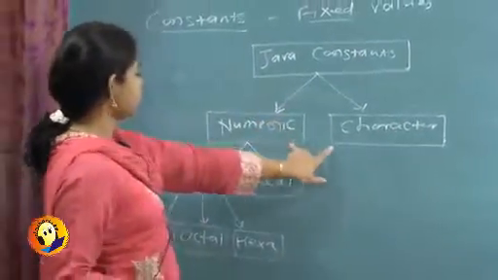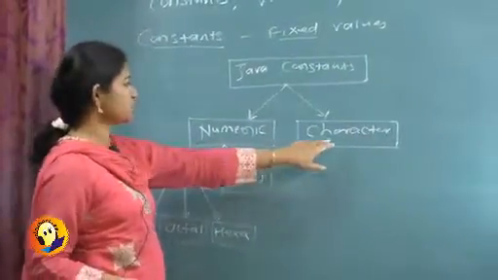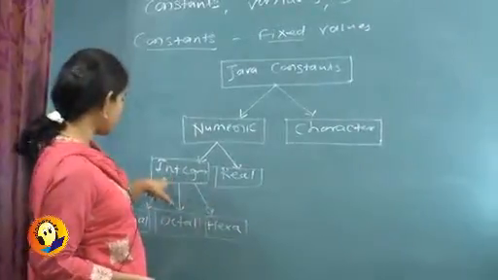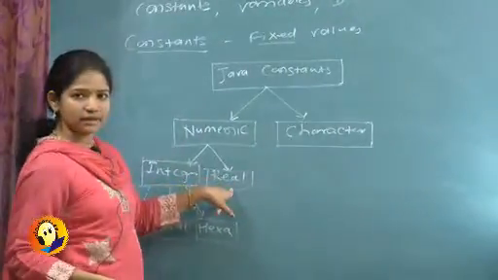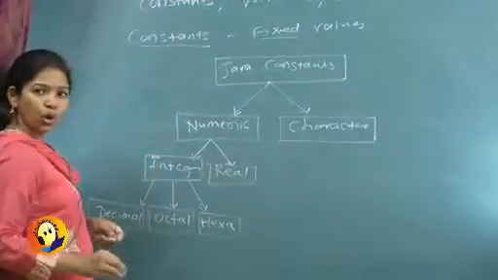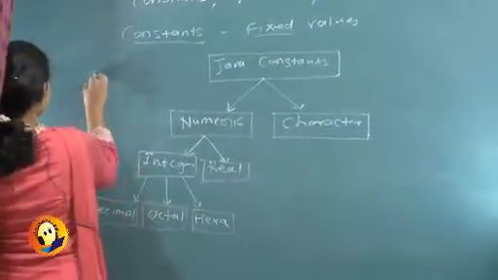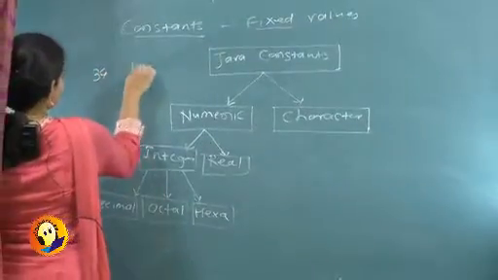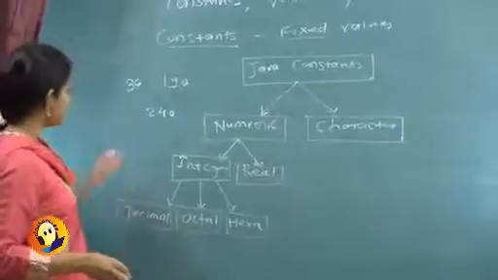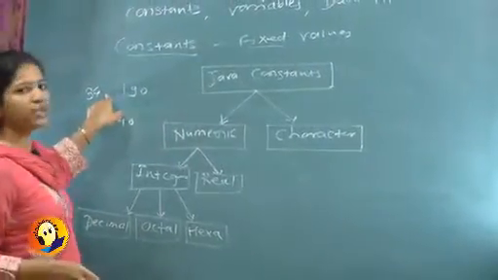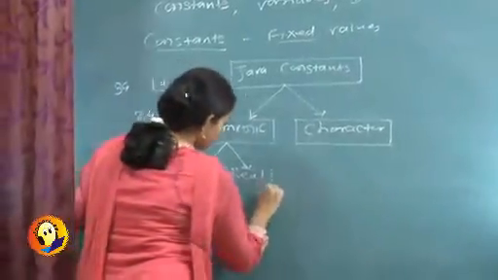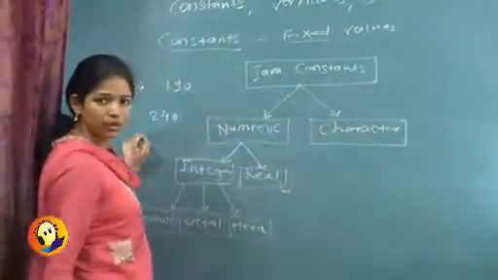Java constants are mainly divided into two types, numeric constants and character constants. Again, numeric constants are divided into two types, integer constants and real constants. So integer constants store whole numbers, for example, 34, 190, 240. These are whole numbers. We cannot store floating point precision in an integer constant. If we want to store that, we need to use real constants.